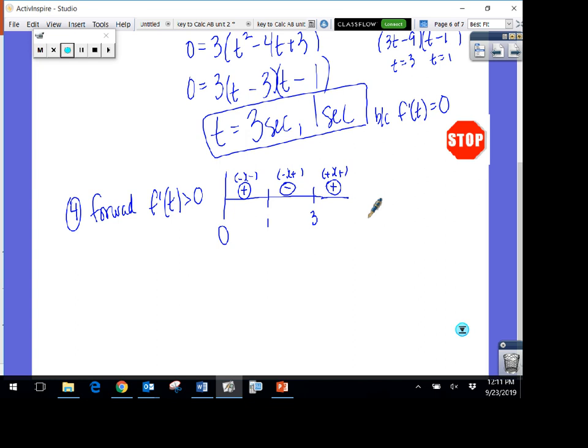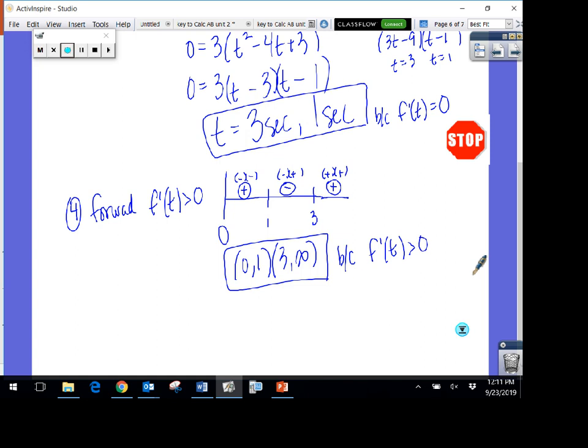So again, the question: when is it moving forward? It's going to be from 0 to 1 and from 3 to infinity. And if it asks for a reason, it's because f prime of t is greater than 0, f prime of t is positive. A lot of times it will ask, not always, but it could.